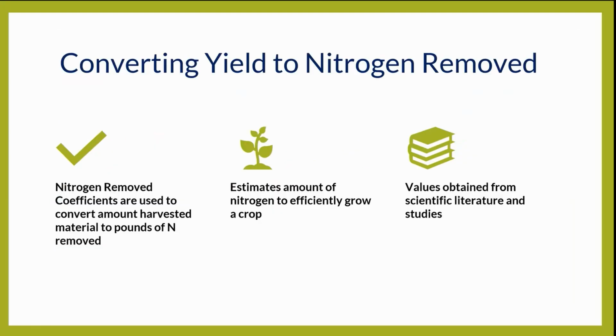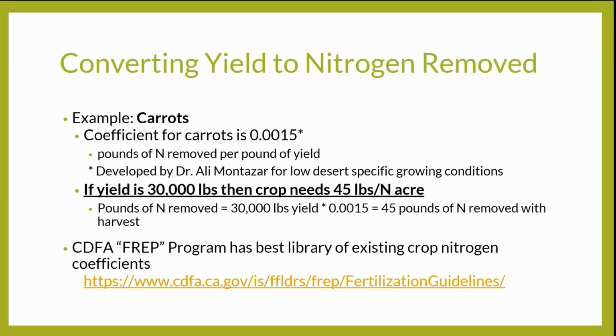So with our nitrogen removed coefficients, we use those to convert the harvested material to pounds of nitrogen removed. So we take your yield, we multiply it by this coefficient. Now we get a removed value. This is a general estimate of how much nitrogen is needed to efficiently grow a crop. And we get these coefficients from literature and studies, ideally from this area.